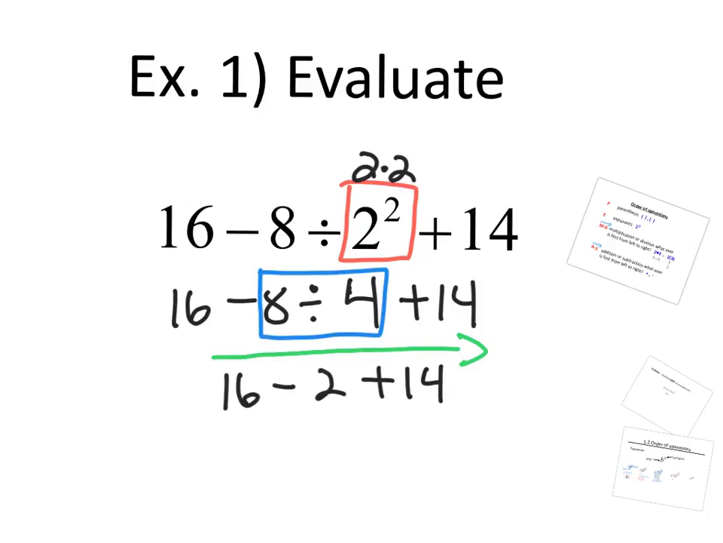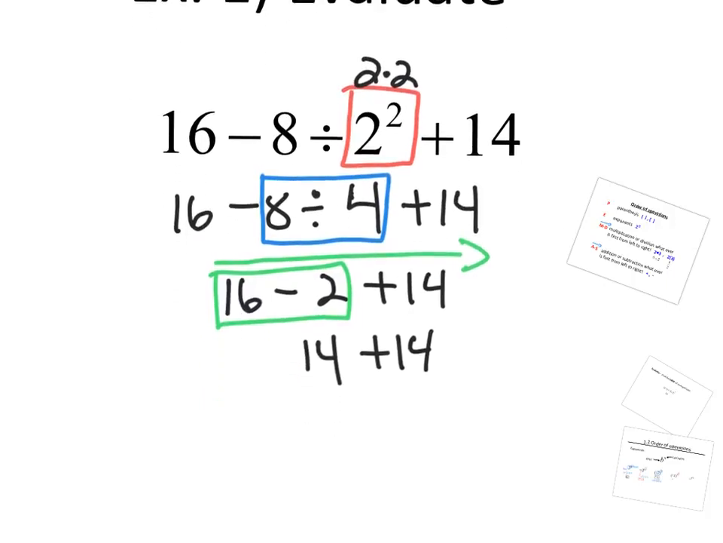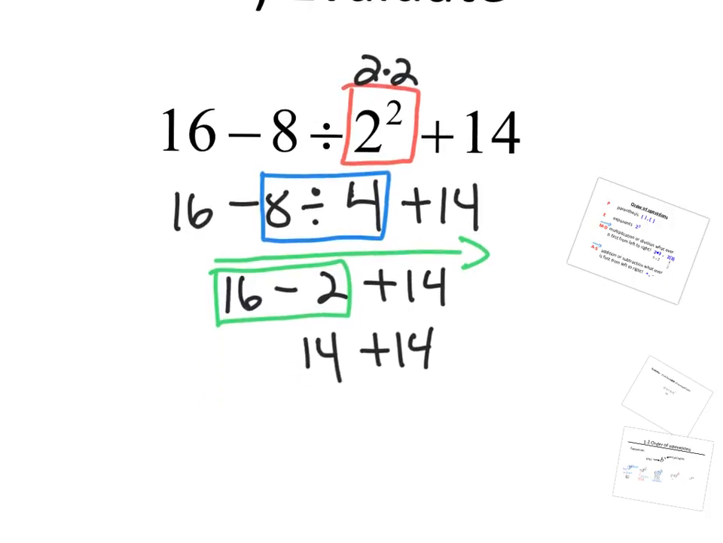So the first one is subtraction right here. You are going to subtract, even though it says addition or subtraction. I know the A is before the S, but the order is always whatever's first. So you subtract those two: 16 minus 2, 14, plus 14. And the last step, you just add those two numbers, 28. So the order of operations, PEMDAS.